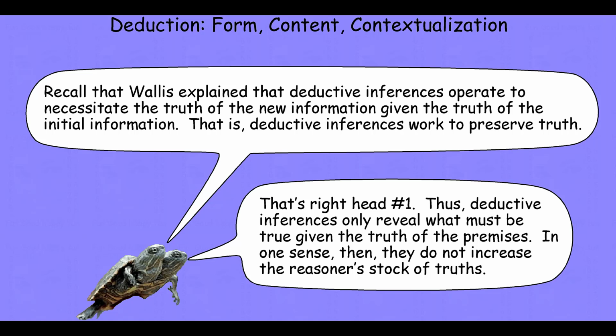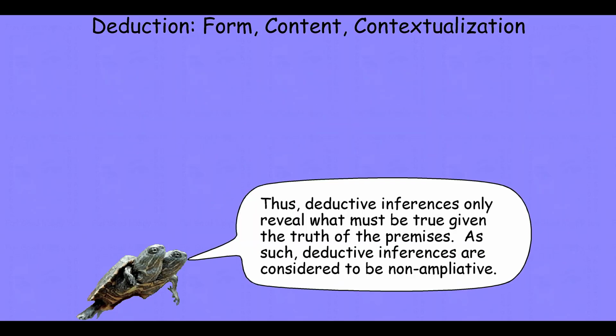As a result, deductive inferences are only going to reveal things that already have to be guaranteed to be true, given the truth of their initial information. And so in one sense, they don't really increase a reasoner's stock of truths. That is, the circle of things that has to be true is not enlarged as a result of a deductive inference. There's merely more things that are rendered explicit within that circle. And so we said that deductive inferences, because they must reveal only what's true, given the truth of the things that the reasoner believes or knows already, are non-amplitive inferences.